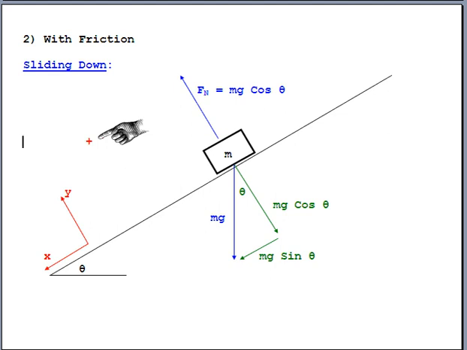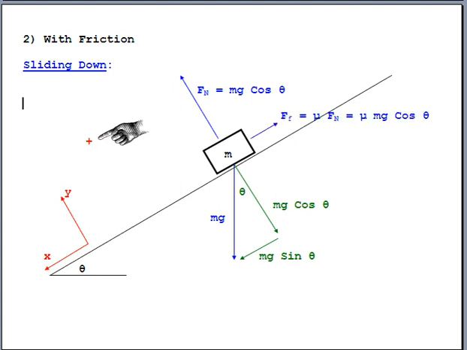It only has to actually cancel, if you wish, with this force here. So those two are going to be exactly the same size. And that means that the normal force will be tinier than what you've seen before. It's not mg. It's actually mg cos theta. Okay, a little tinier than mg. All right, great. So far, so good.